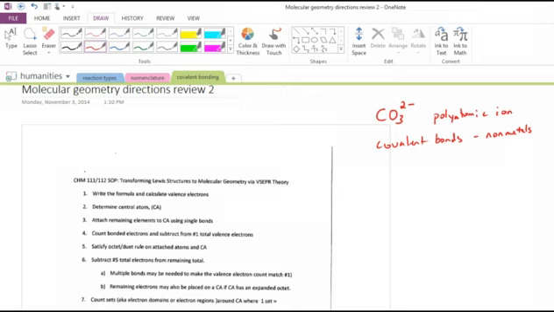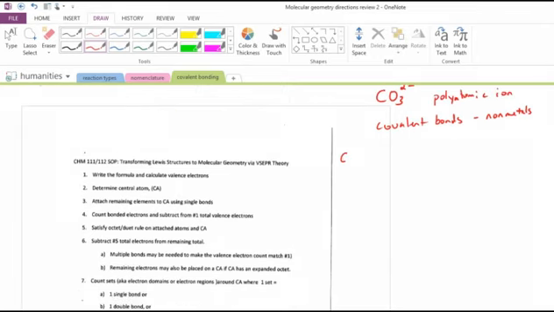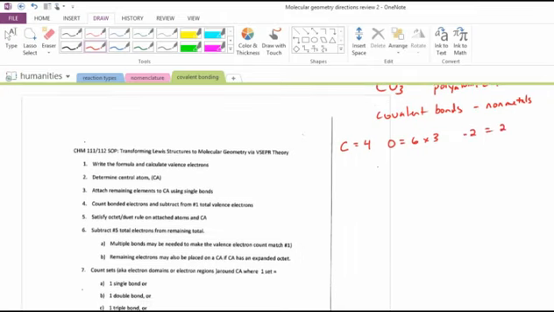We've got the formula, so we have to calculate the valence electrons. Carbon has 4, oxygen has 6, but we have 3 of them. And then that -2 charge means we have 2 more electrons. So 4 plus 18 plus 2, we have 24 total electrons to work with. So step 2, determine our central atom. That's going to be carbon.